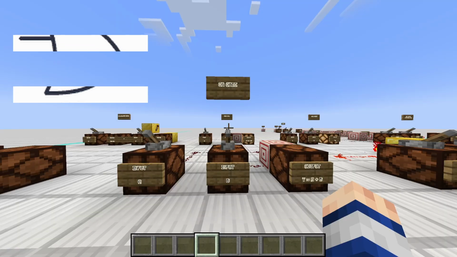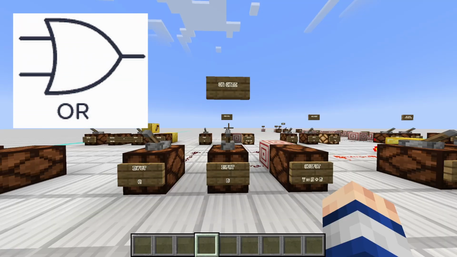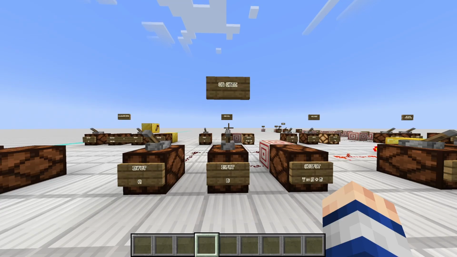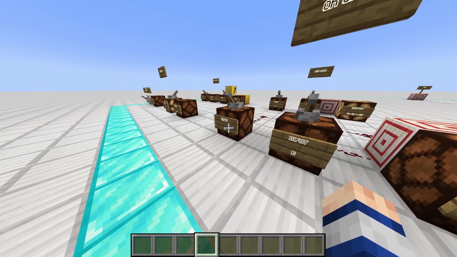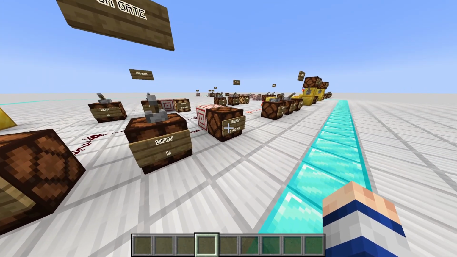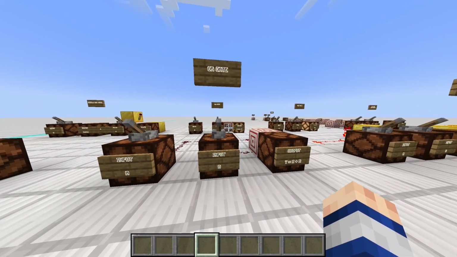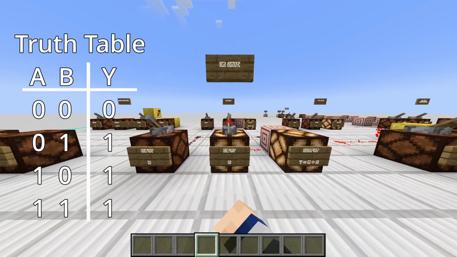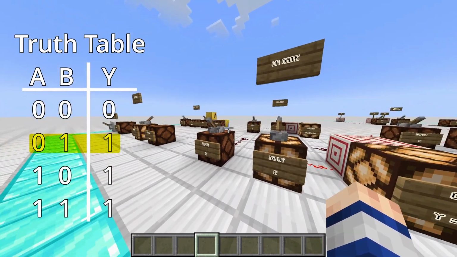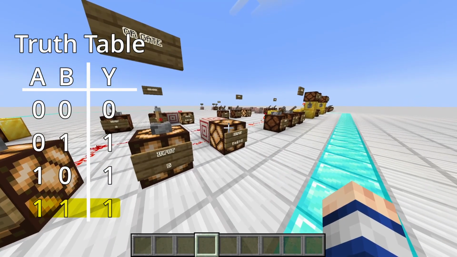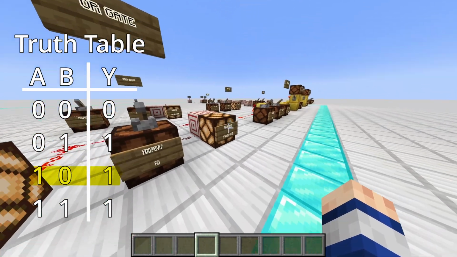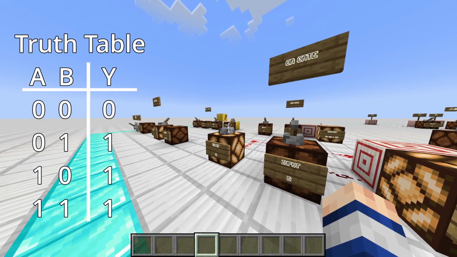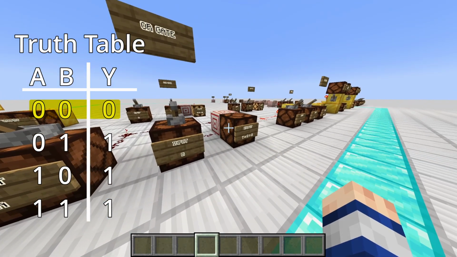Up next, we have the OR gate, and the OR gate is defined by having any number of inputs, and as long as at least one of those inputs is high, then the output will be high. So as you can see here, we have two inputs, A and B, and one output, Y, and as long as at least one of these is high, then the output will be high. So if B is high, output is high. If A and B are both high, output is high. If just A is high, output is high. And if A and B are both low, output is low.